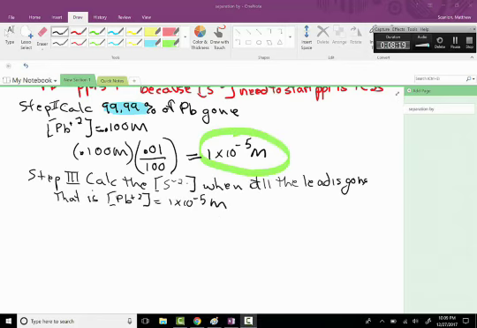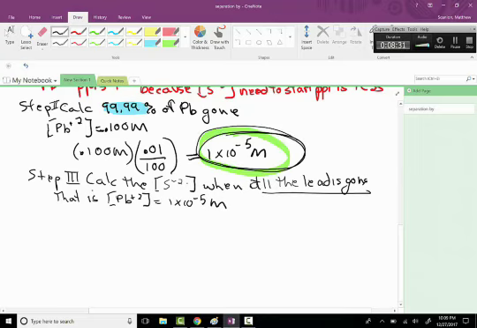So step 3 is calculate the concentration of sulfide when all the lead is gone. Now remember what our definition of all the lead is gone. It is 1 times 10 to the minus 5th molar. Okay, so I use the KSP again. So KSP for lead, KSP equals the concentration of lead plus 2 times the concentration of sulfide minus 2.